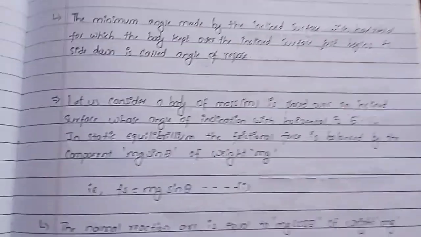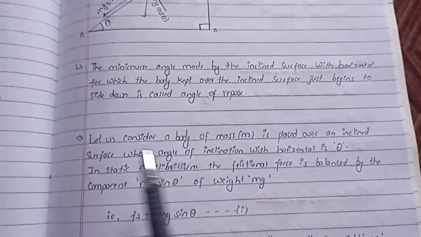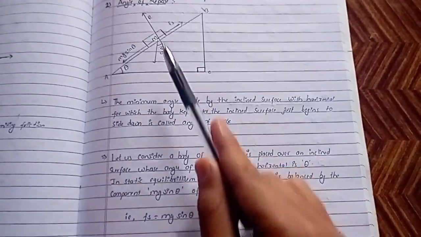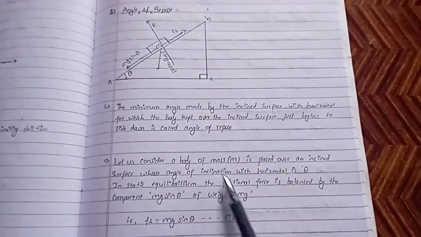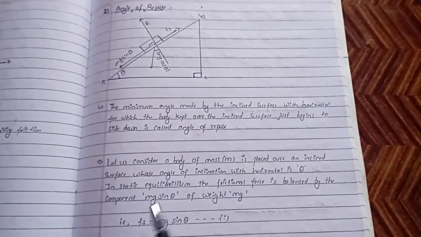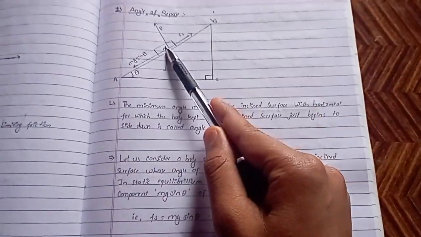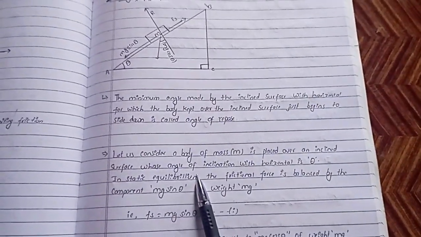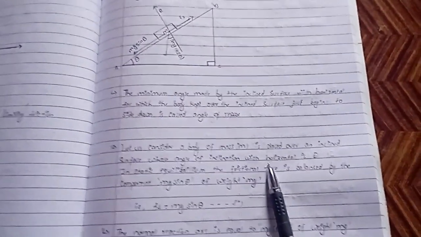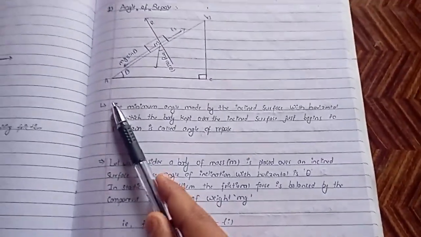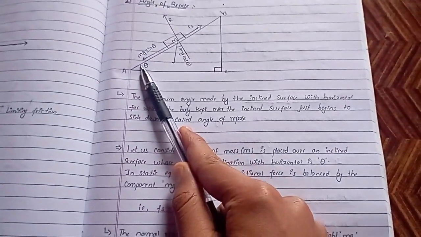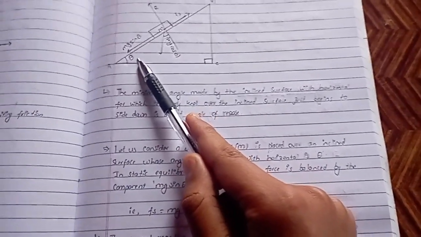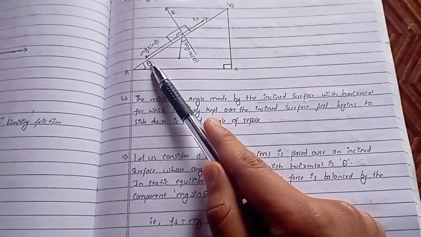So let's go on to its derivation. Let us consider a body of mass m placed over an inclined surface, whose angle of inclination with the horizontal is theta. This is the angle theta, its inclination with the horizontal line.